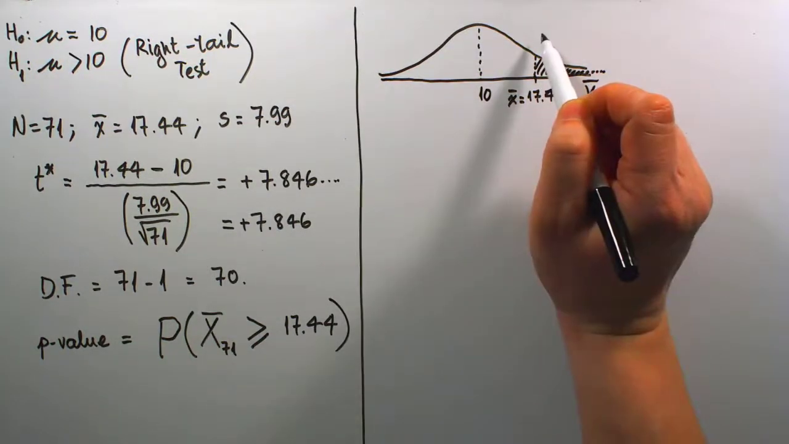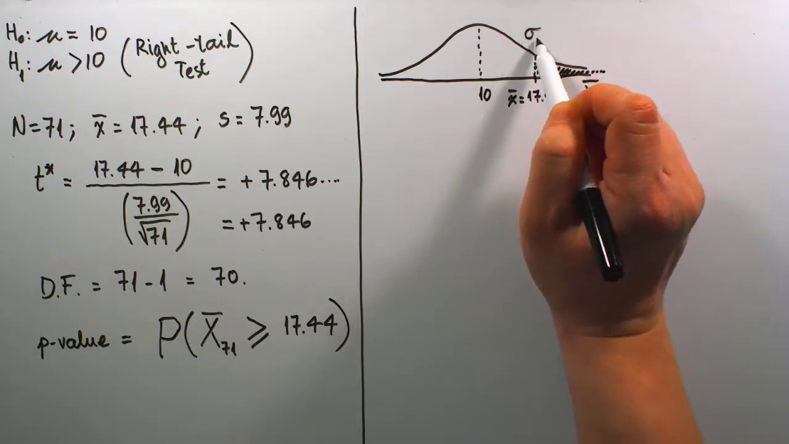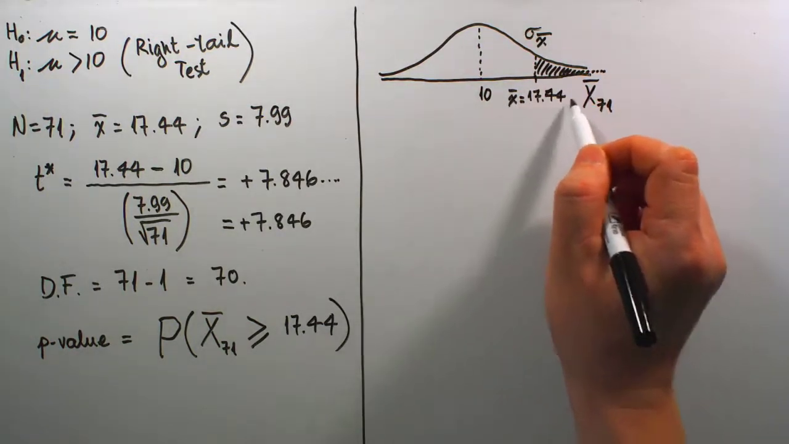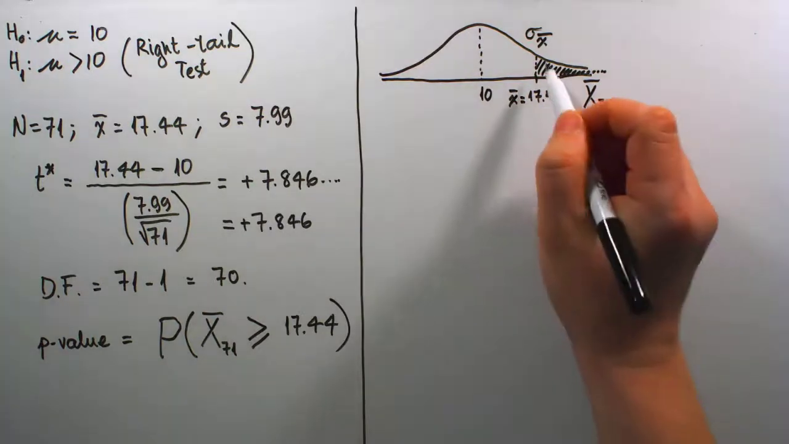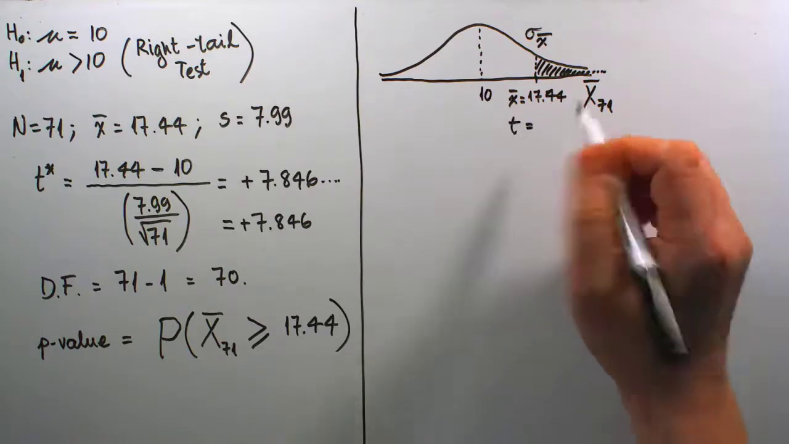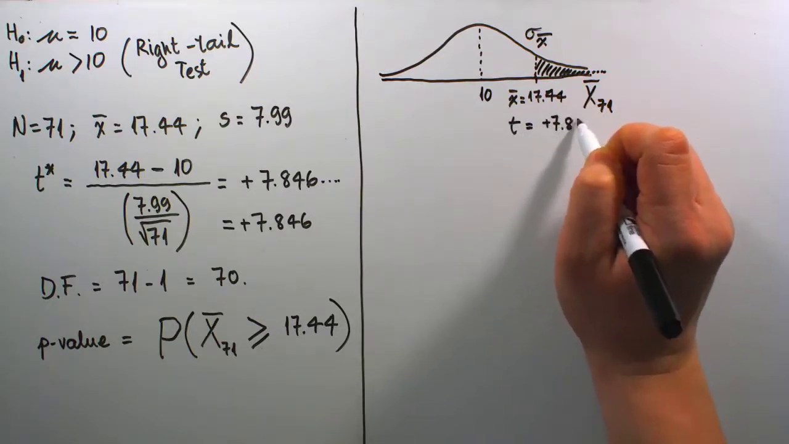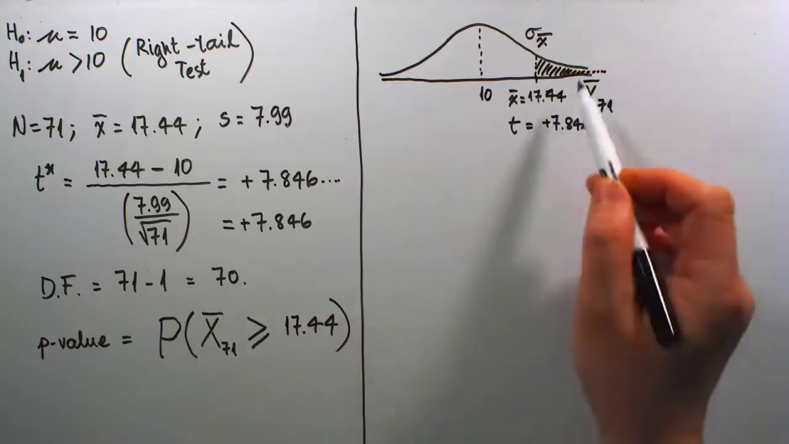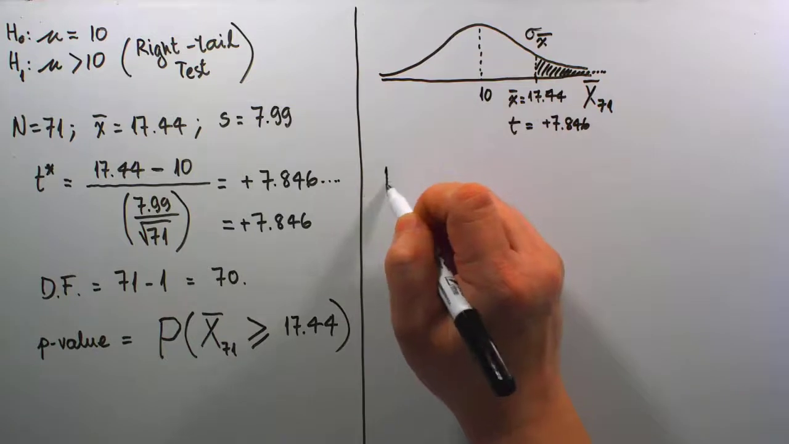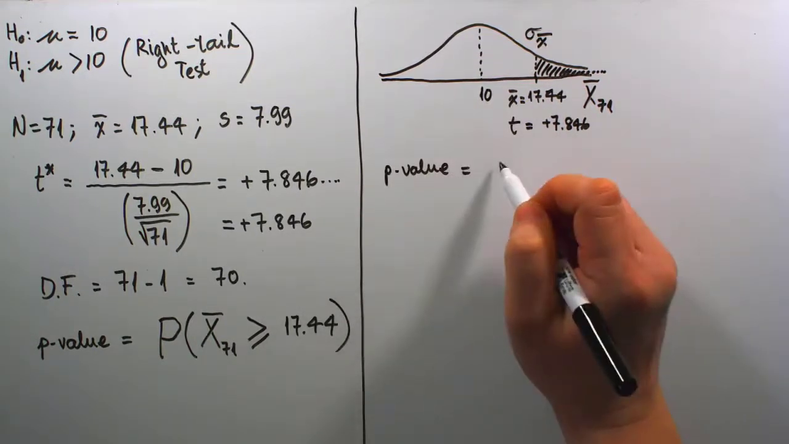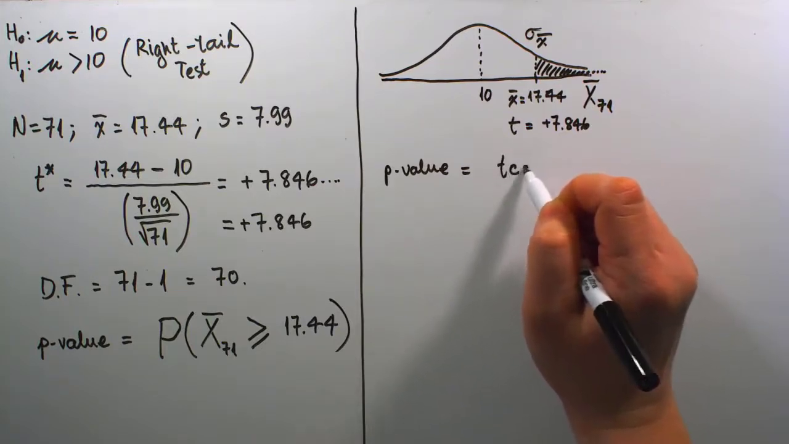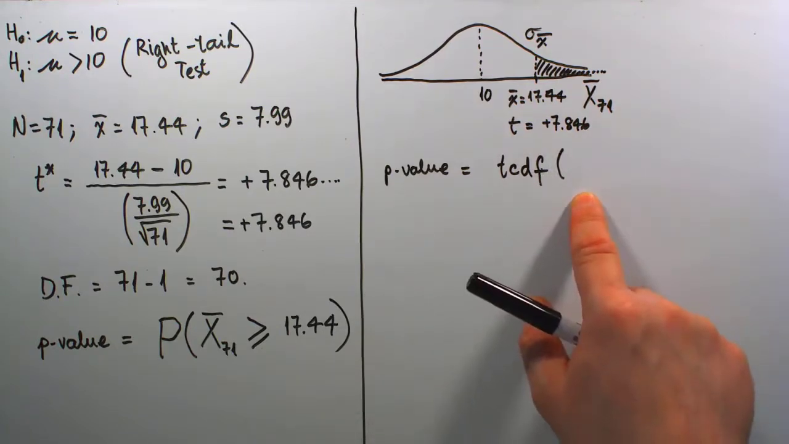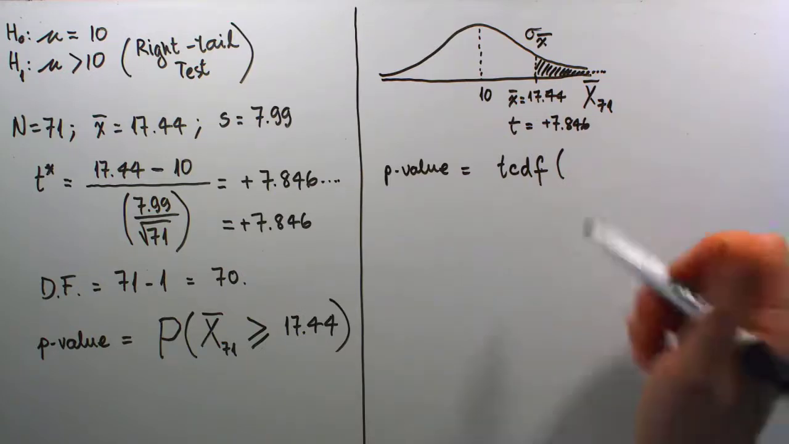And now at this point, I also have to clarify that sigma x bar for this bell curve is unknown. And so this particular x bar value on this bell curve will have a t-score correspondingly of positive 7.846. And so now, to find this area or this probability on our current bell curve, we are going to find that by calling the tcdf command, which is provided in many standard calculators that come with stat capability, including the standard TI-83 and 84.